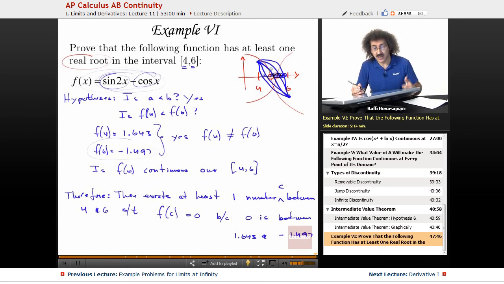That's what we're saying. So that's what the intermediate value theorem says. If A is less than B, if the f values are different from each other, and if it's continuous, then there's some number between the x values such that the f of that number is between the f values of the two numbers.